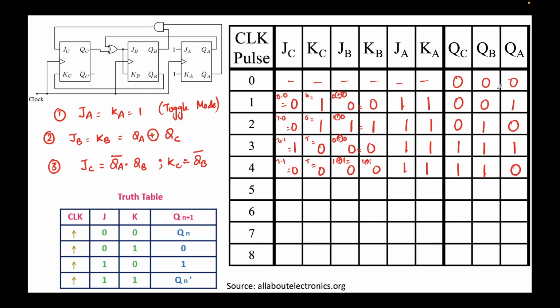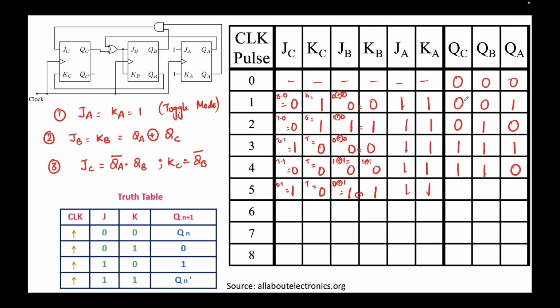Okay, we have still not reached the 0, 0, 0 stage. Let's keep going. So JK both are 1. That will remain 1. JB, KB is QA XOR QC. QA XOR QC. This means 0 XOR 1. Exactly one input is high, so the output will be high. This output will be high because these are the same. JC is QA bar times QB. 0 bar times 1. This will turn out to be 1 because 0 bar is 1. KC is QB bar. QB is 1, so 1 bar. This will turn out to be 0.